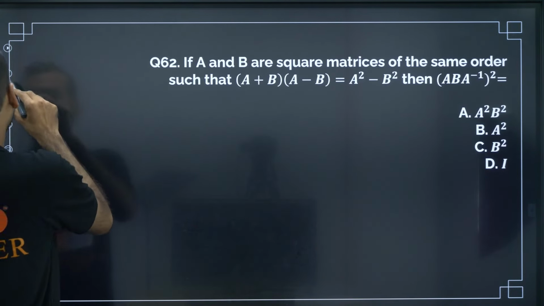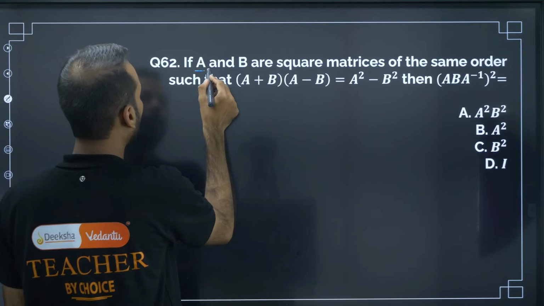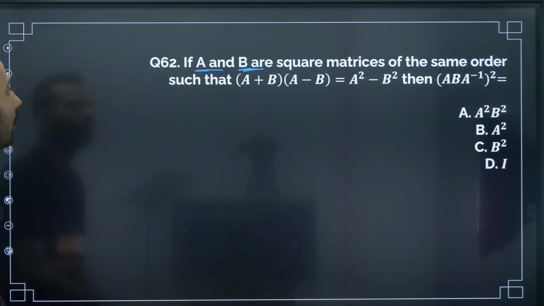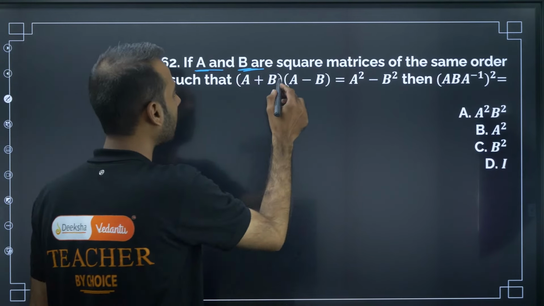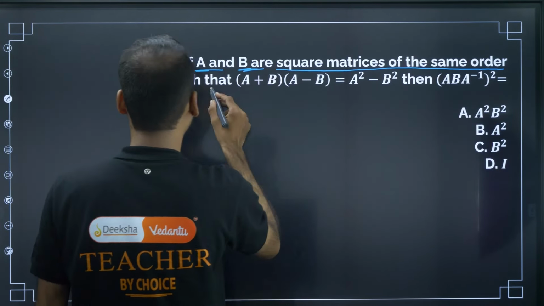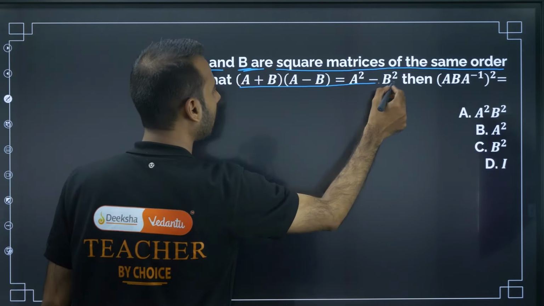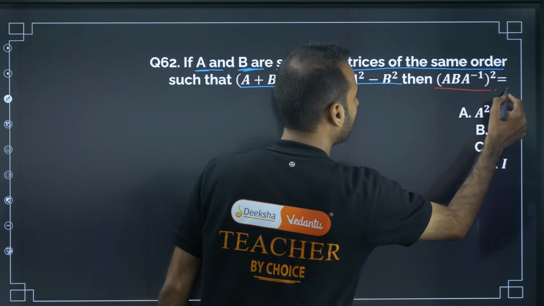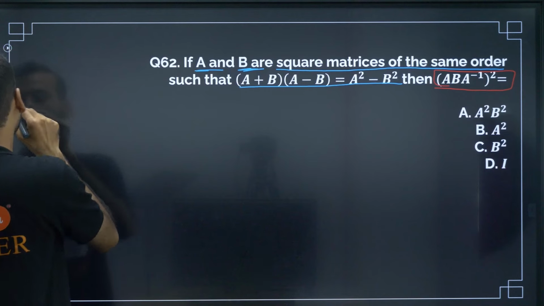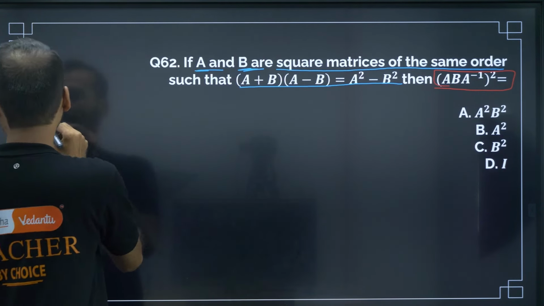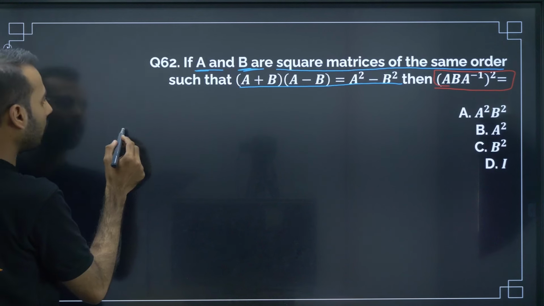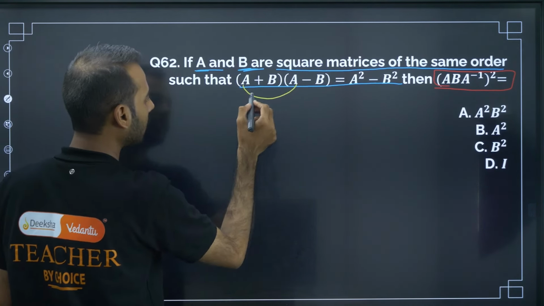If A and B are square matrices of same order, such that A plus B is this. Then what are they asking? They are asking to find this. So how to approach this question? A plus B into A minus B is equal to A square minus B square. So to multiply this, I have to multiply this.